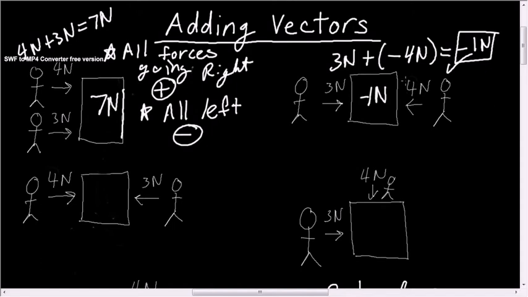So what does that mean? What is negative 1? How can you have a negative force? So that just simply means that the force that it's experiencing is going to the left. So it's experiencing a 1 Newton force to the left.